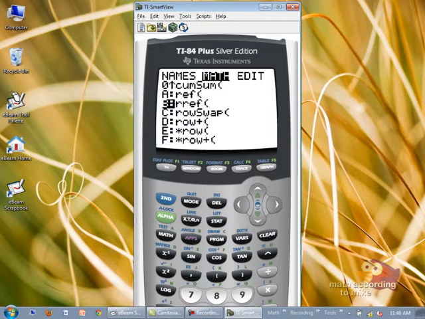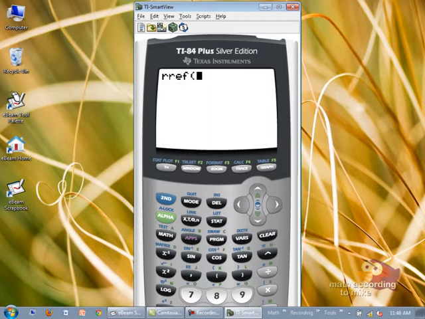But the one we're looking for to solve a system is RREF, which stands for, and you don't have to worry about this, reduced row echelon form. In English, that says the ones and the zeros. So don't use REF, that's something completely different. We want RREF. So hit enter on RREF.